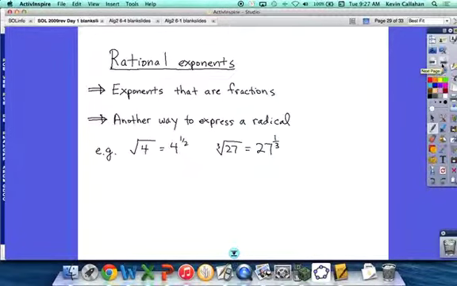And then the last is, again, the reason we do properties of exponents here is because you can write a radical, like the square root of 4, as 4 raised to an exponent which is a fraction, 4 to the 1/2. Right? The third root of 27 is 27 to the 1/3.